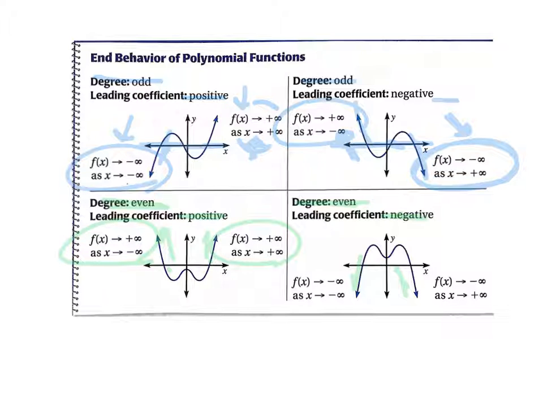These sentences are the same. As x is going to the right, y is going up. As x goes to the left, y is going up. As x goes to the right, y is going down. As x goes to the left, y is going down. That's what those are saying. All right, no big deal.